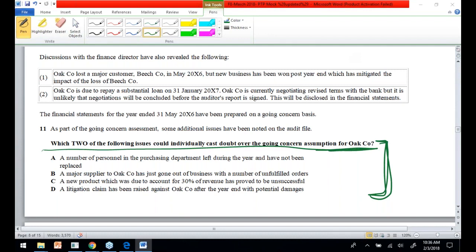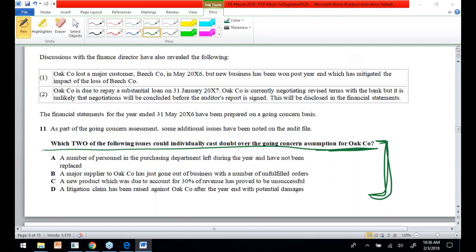Okay, let's go through the options. So a number of personnel in the purchasing department left during the year and have not been replaced. Remember, a number of personnel is not key staff. This is not key staff. So a number of personnel leaving in the purchase department cannot affect going concern unless you've been told that that is key staff. If not key staff, then no impact on going concern. This can't be one of the options.